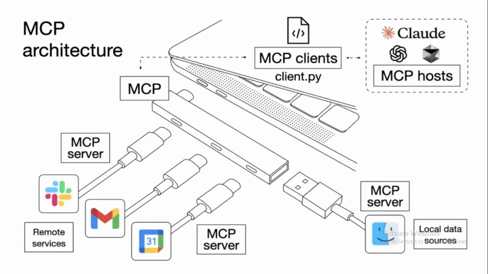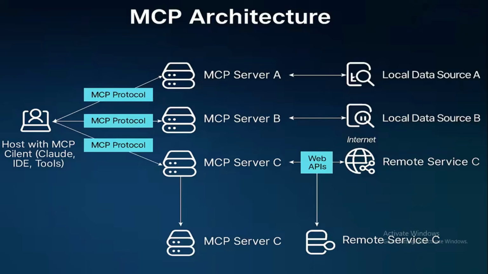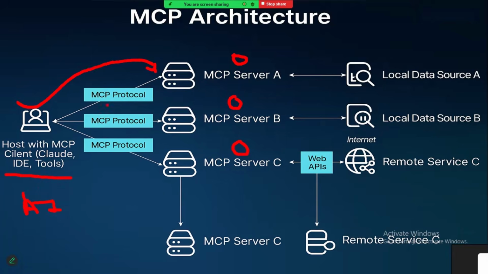Okay, you can talk to multiple MCP servers. Let's take a deep dive into the architecture now. For example, this is a host with an MCP client. What is a client? Cloud IDE or some other AI tools you have. For example, you have designed MCP server A or MCP server B or MCP server C. You are going to communicate from MCP client to MCP server through the MCP protocol. You are going to connect through the MCP protocol.